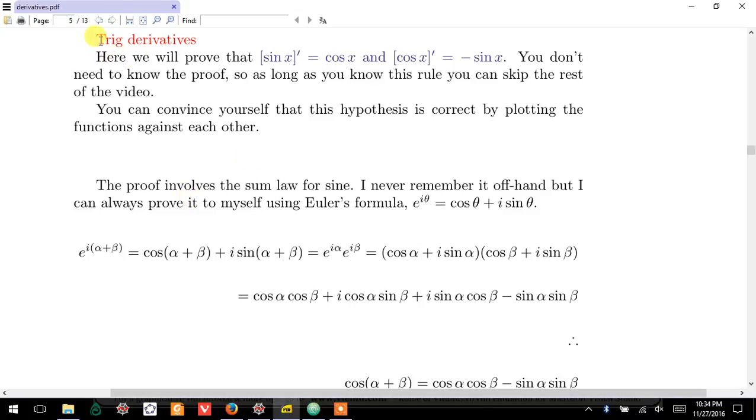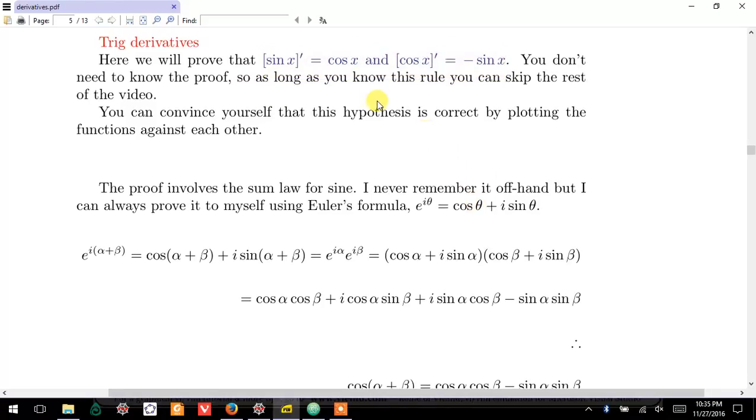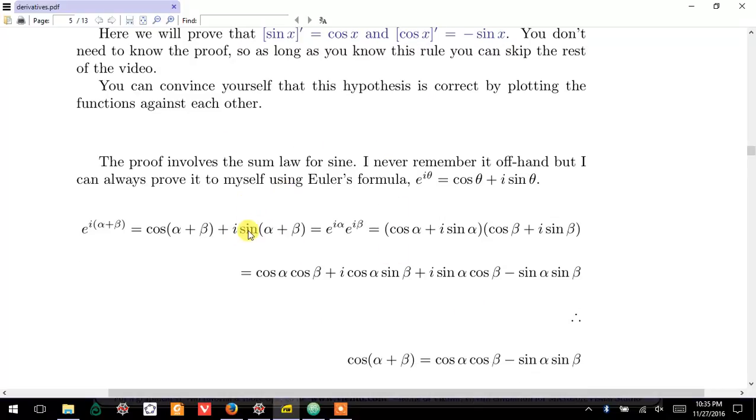Now, we'll start asking the question, how do you get the derivative of the trig functions sine and cosine? Again, as usual, if you just want the punchline, it's this right here. The derivative of sine is cosine, the derivative of cosine is negative sine, and that's all you really need to know. But I will spend the rest of this video doing a proof of that fact.